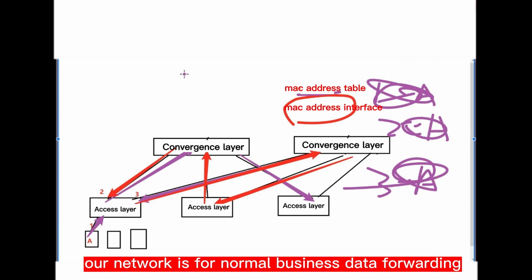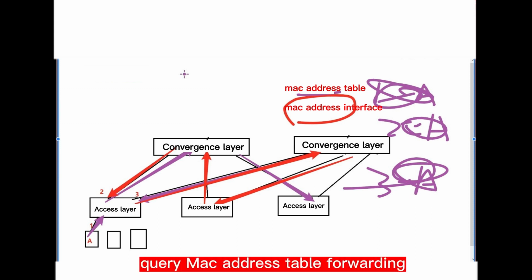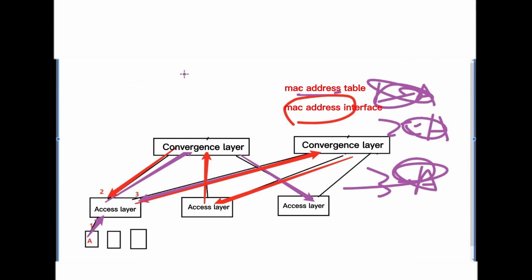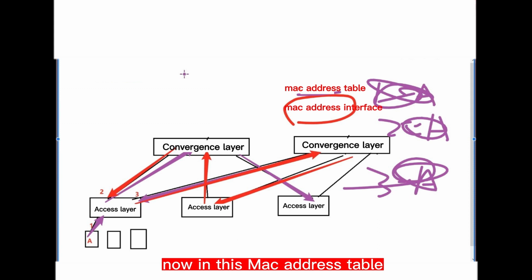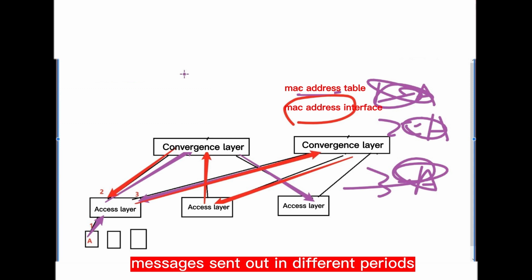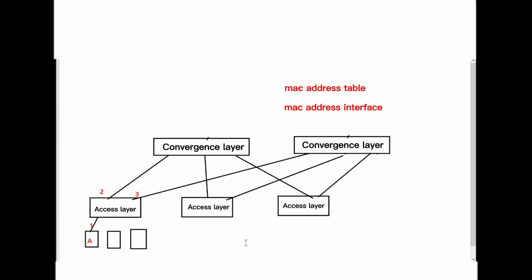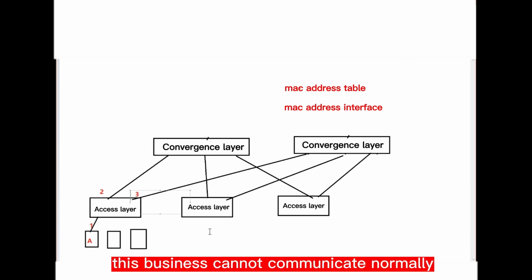Our network is for normal business data forwarding. For example, when a data packet is sent, it queries the MAC address table to forward. Now in this MAC address table, for a while A corresponds to 1, a while later it corresponds to 2, then it will correspond to 3. Messages sent out in different periods are all sent from different interfaces. Amazing. This business cannot communicate normally.